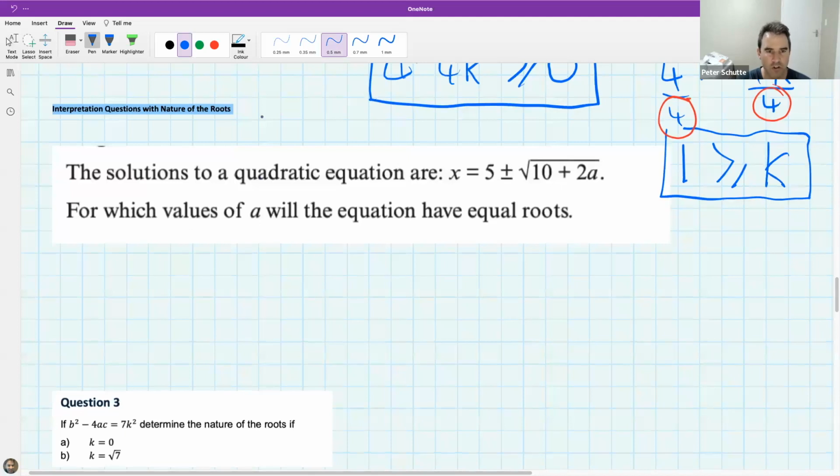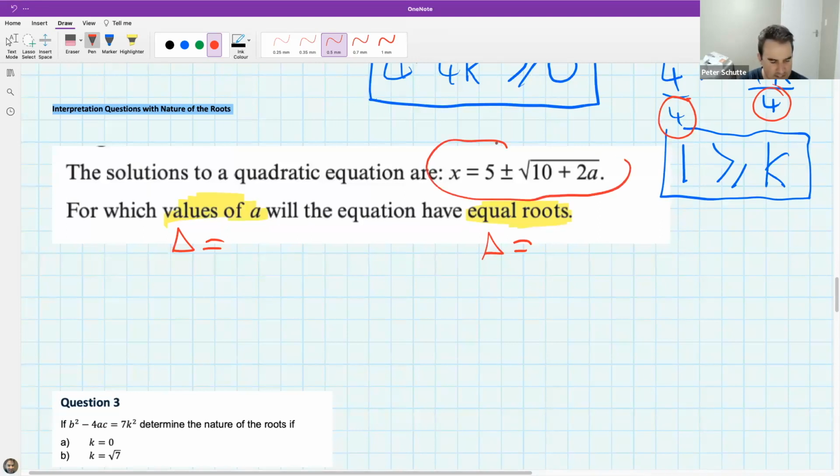So it says the solutions to a quadratic equation are x is 5 plus or minus 10 plus 2a. For what values of a will the equation have equal roots? So I want you to think what delta needs to be for equal roots. And I also want you to think about what delta might be based on this thing here. And let's see what answers you can come up with while I talk to Sibiso.